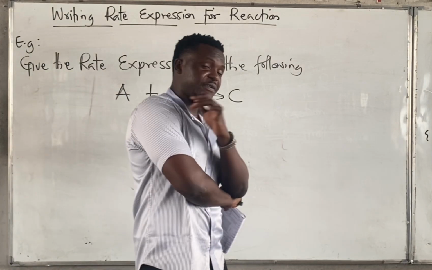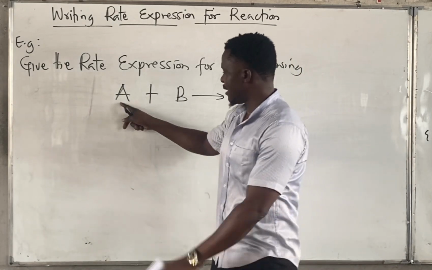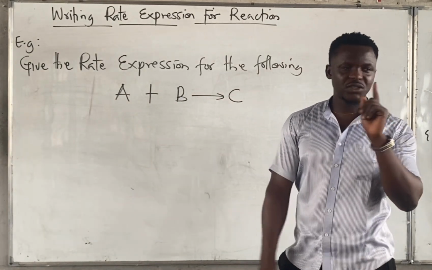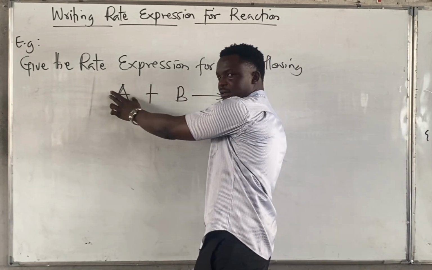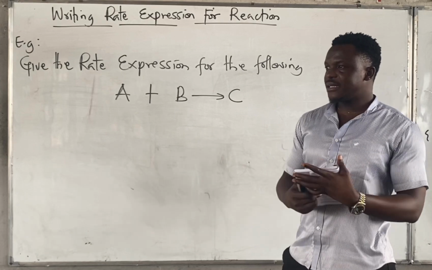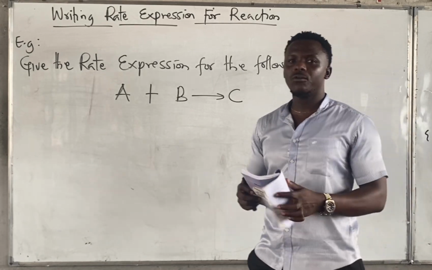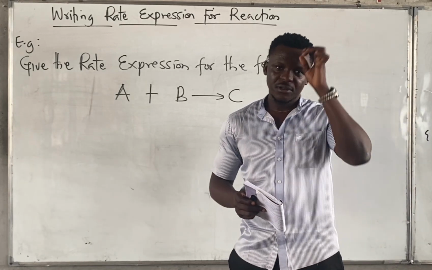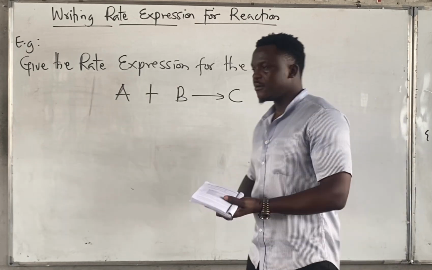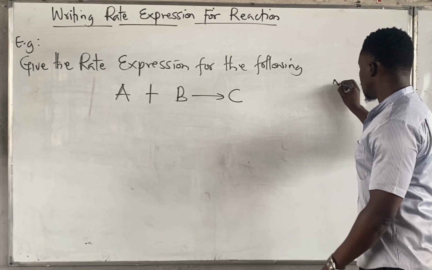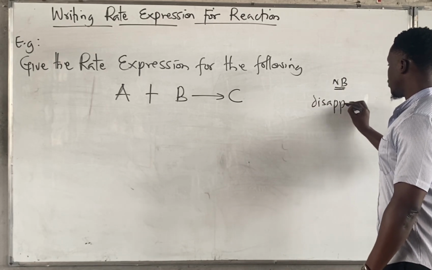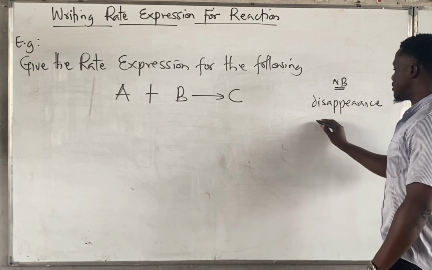Now if you notice, in this first example, all the reactants and the product have a coefficient of 1. There are cases where they will give a reaction and the coefficient will be more than 1, either less than or greater than 1. Now let me state this. This is what we call rate of disappearance. Please note these words. Don't write it down yet. Disappearance.